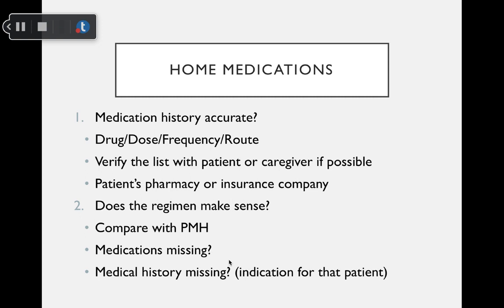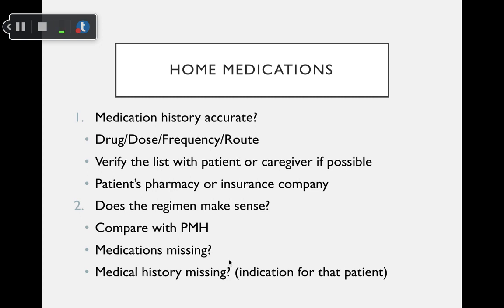For the home medications, the first question I ask myself is, can I trust this list? And honestly, that comes down to who did it a lot of times. If a nurse did it, I automatically just go ahead and do it again. But if a pharmacist or a pharmacy tech did it, I tend to put a lot more stock and trust in that. But if you have missing drug or dose, frequency, or route, you can pretty much guarantee you need to do that again, because those are basic parameters that you should have on every home medication.